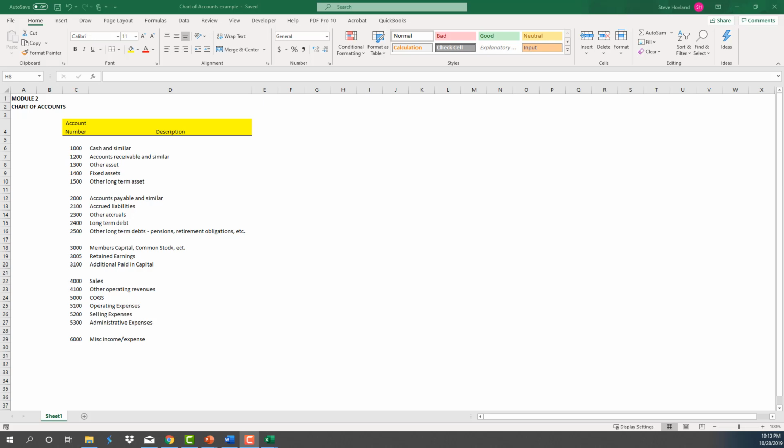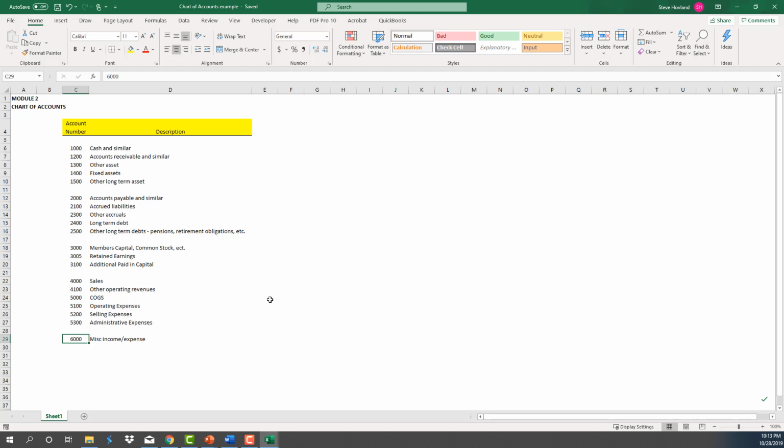So here is just a very generic chart of accounts. Again, I just took very simplistic account descriptions and put in account numbers. Now, as you can see in here, all the asset accounts begin with a 1. All the liability accounts begin with a 2. Equity accounts 3. Revenue 4. Expenses 5. And then miscellaneous 6. That's kind of the traditional way that most charts of accounts run.